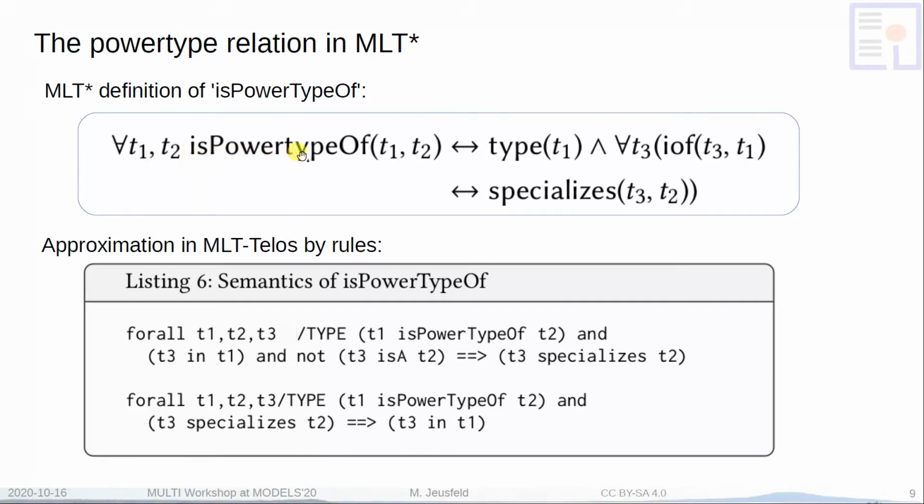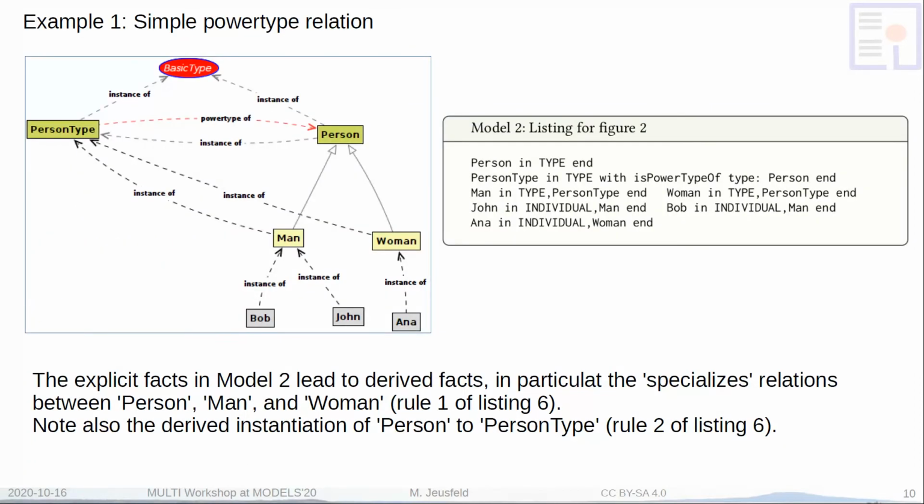Note that we do not derive this predicate, so this is supposed to be declared as a fact, the power type relation. We have no rules for deriving this power type in MLT-Telos. Doesn't say that we can never have that, but not in this implementation. Let's now look at some examples.